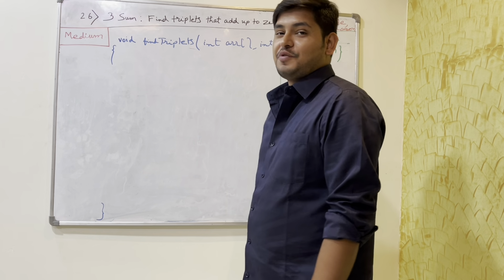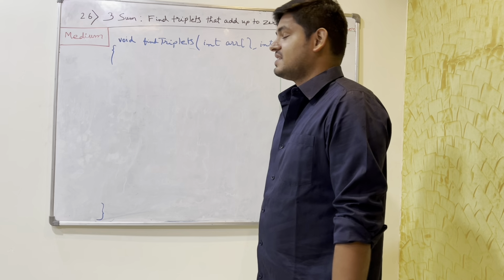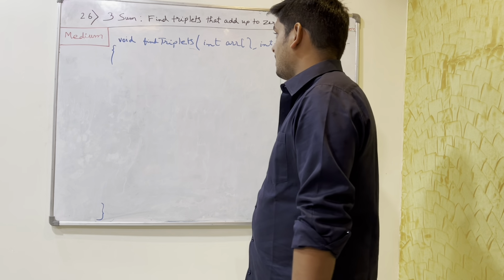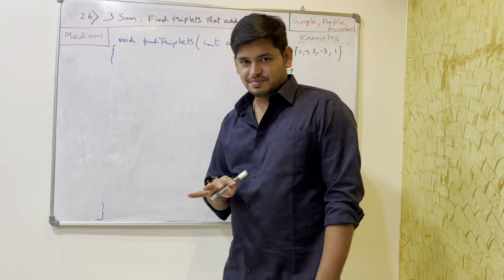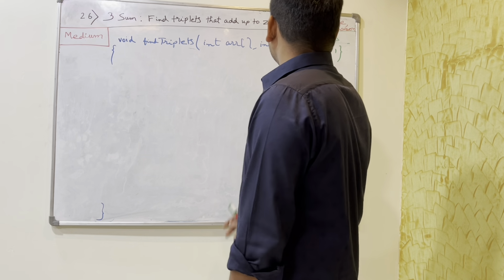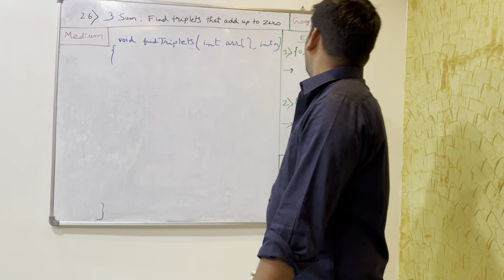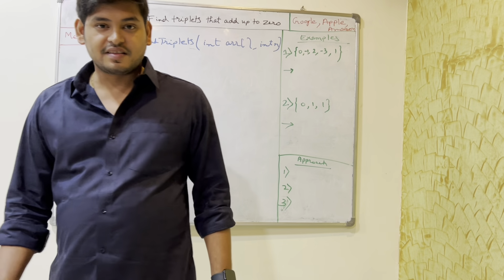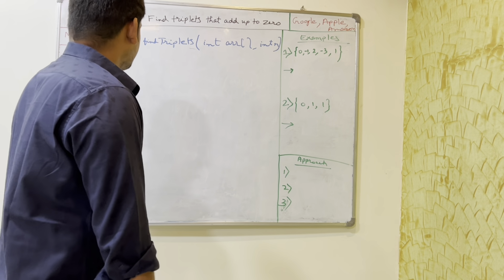Today we are going to solve the 26th question of the problem solving series, which is based on arrays. The question is the three-sum problem. The difficulty level is medium, and this question has been asked in Google, Amazon and Apple. It is popularly known as the three-sum problem, and it is asked in a lot of companies as well.